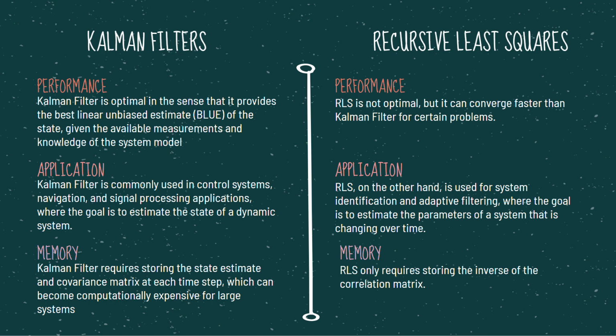Kalman filter requires storing the state estimate and covariance matrix at each time step, which can be computationally expensive for large systems, whereas recursive least squares only requires storing the inverse of the correlation matrix.